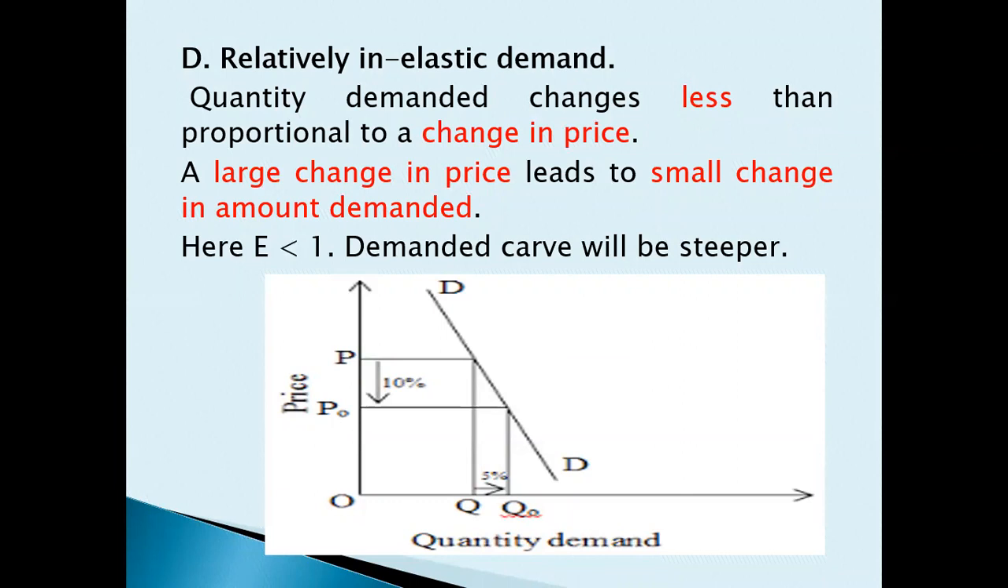Okay, now a large change in price leads to a small change in the amount demanded. Means what? Amount demanded is your x. Now x is equal to 5 and price is equal to 10. So 5 upon 10 is equal to 0.5. This 0.5 is less than 1. So elasticity is less than 1. That is called a relatively inelastic demand.